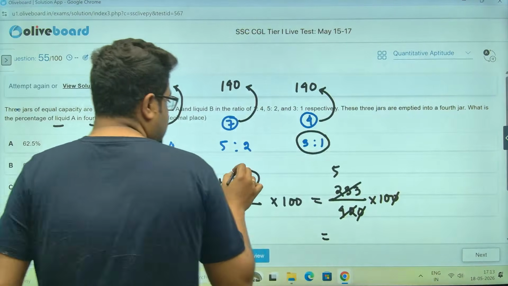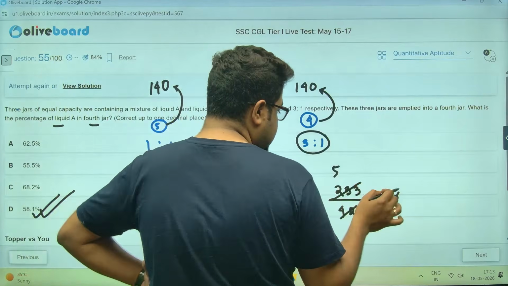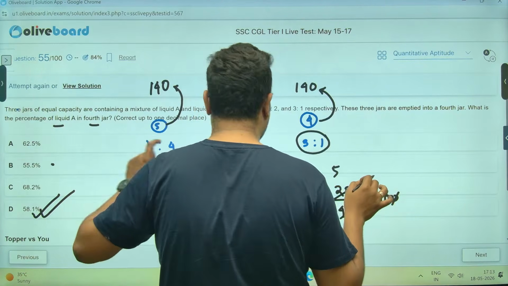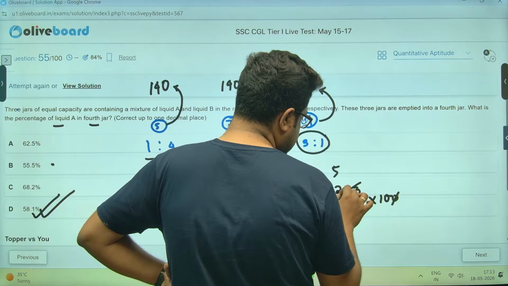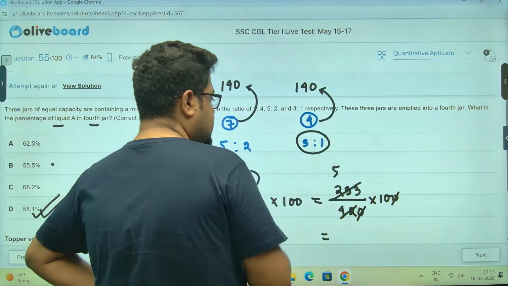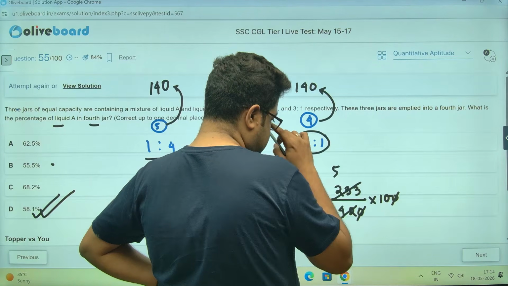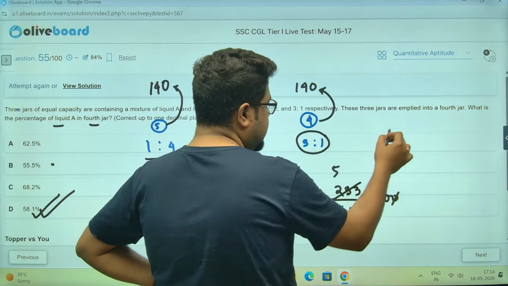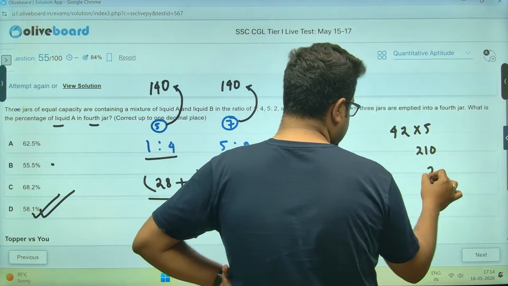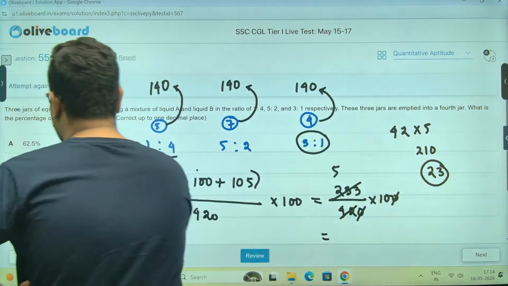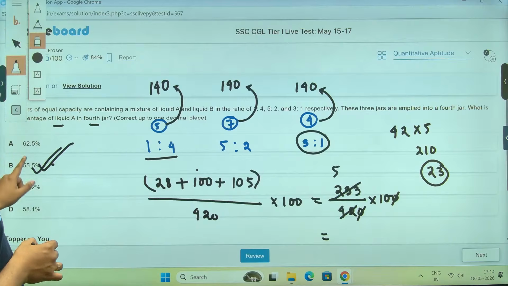No. Sir, 42 is there, na? Sir, let's not, because 55 is also a possible answer. So 42 fives are 210. So 233 is half. No, sir, 55.5% will be the answer. My mistake, sir. Option number B will be the answer.